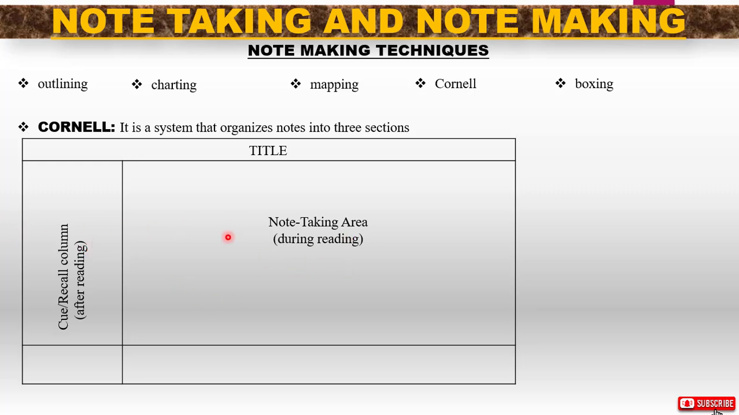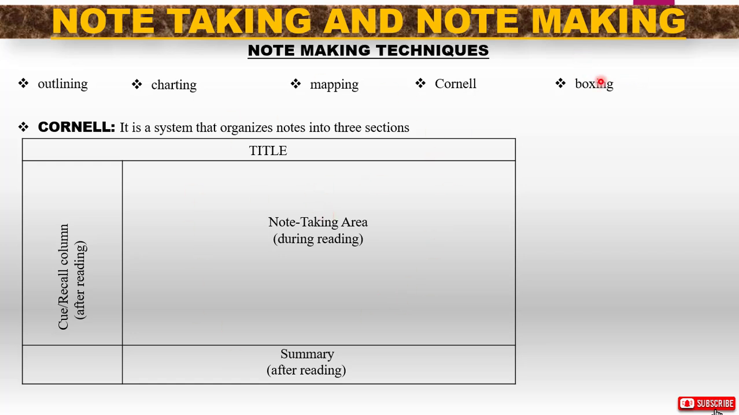After you are done with the 2 columns, you move on to the last section and then summarize everything that was gathered over here. So you do the summary after writing your main points and the questions from your recall section. So this is the Cornell note-making system.